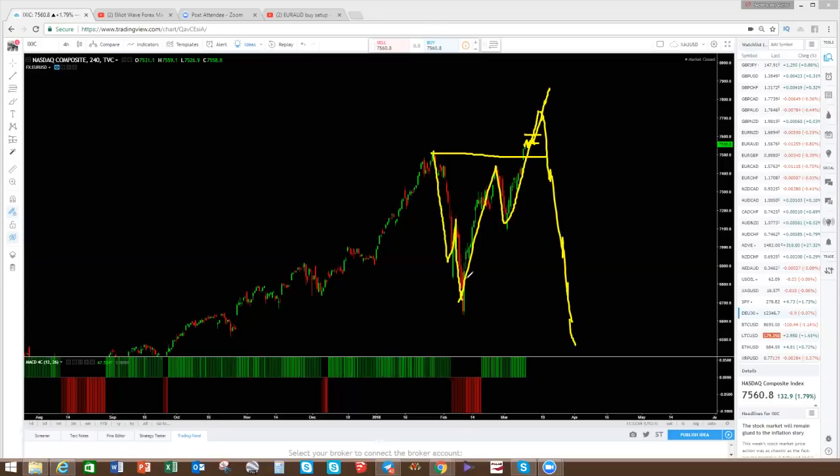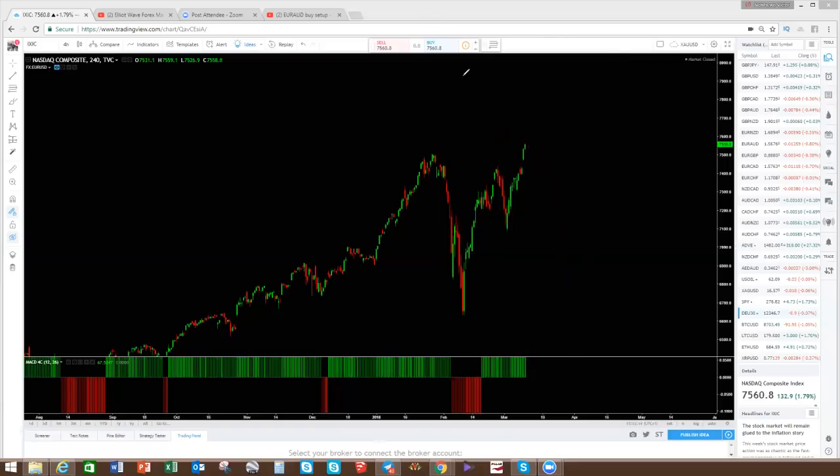1, 2, 3, 1, 2, 3, breaks the top. If it's going to make an expanding flat, it will be something like this. But for now, the Nasdaq has broken the top, and a break of the top and a correction here means that correction is over. So watch the Nasdaq for direction on the rest of the pairs.